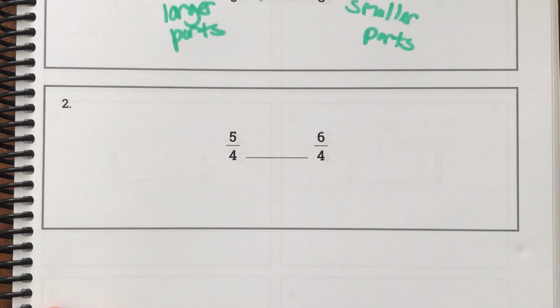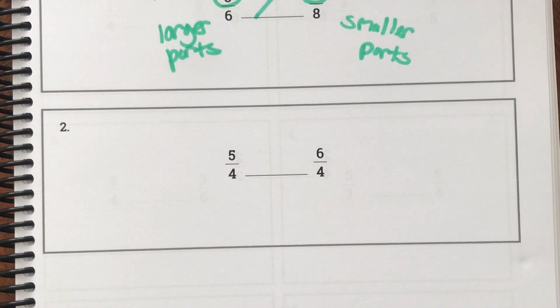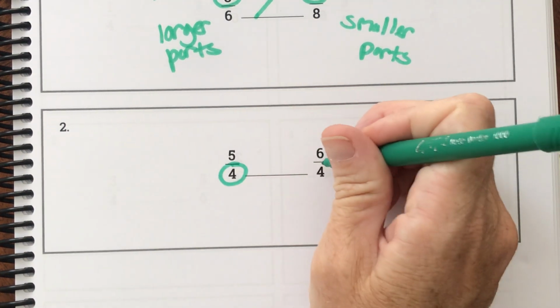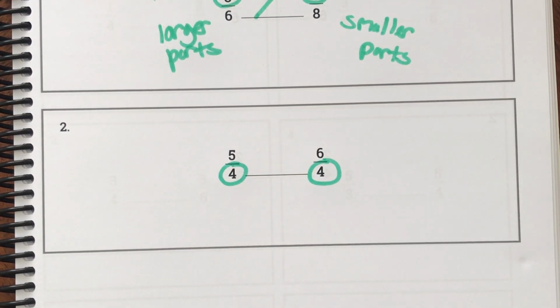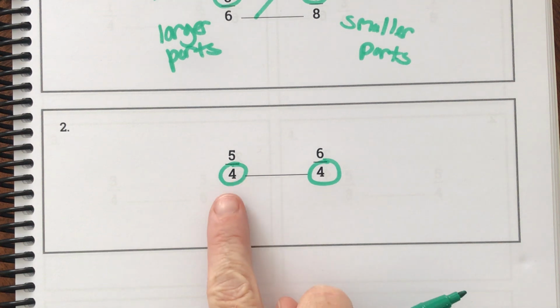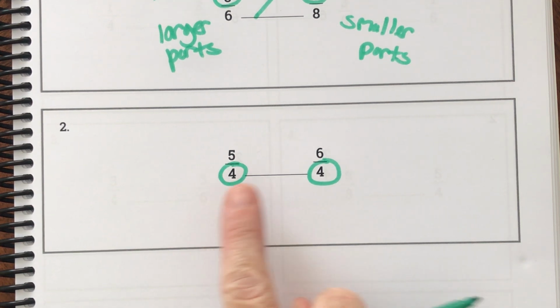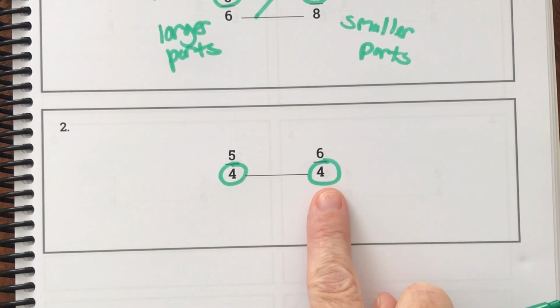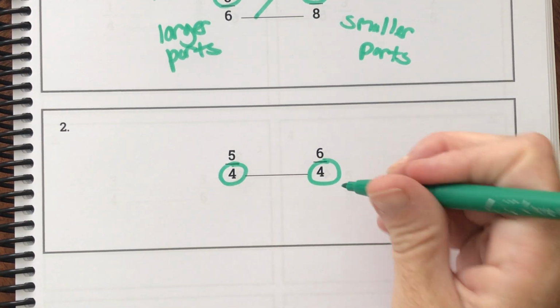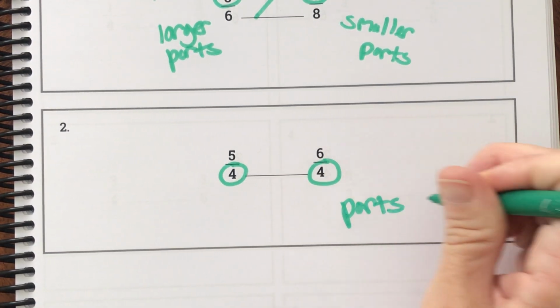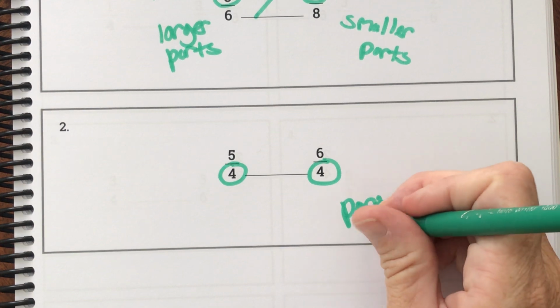Okay, let's try another one. Let's think about this. This time the denominator is the same. So remember, the denominator is what tells us how many parts they cut the whole into. So this pizza was cut into 4 slices, and this pizza was cut into 4 slices. So the parts are the same size.